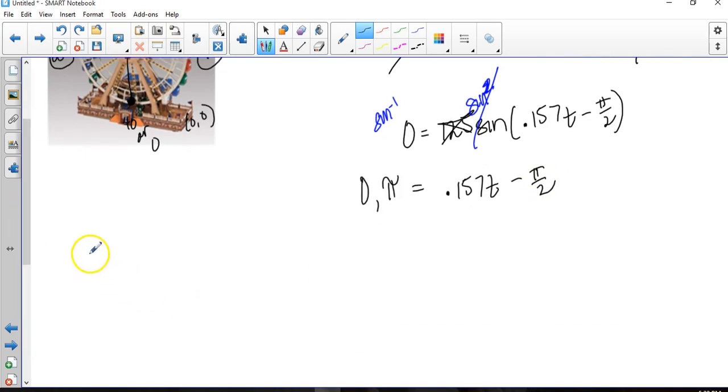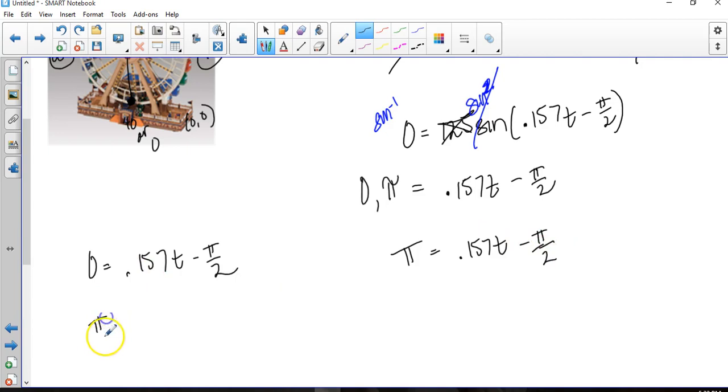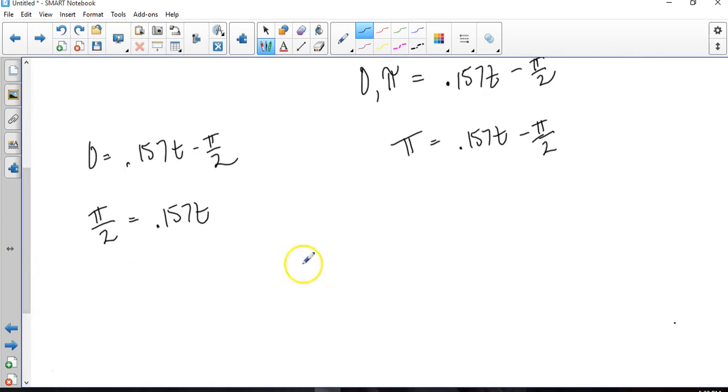So we're going to say 0 is equal to 0.157t minus pi halves, or pi is equal to 0.157t minus pi halves. And we'll add the half of pi to both sides. So over here we'll just get pi halves equal to 0.157t. Scroll down. And then pi plus half a pi is 1.5 pi, which is 3 halves pi, equal to 0.157t. Not one and done, so we're going to have to squeeze in the 2 pi k.